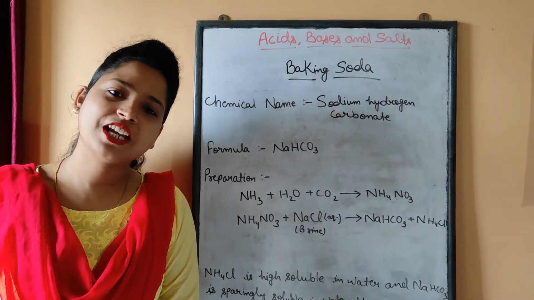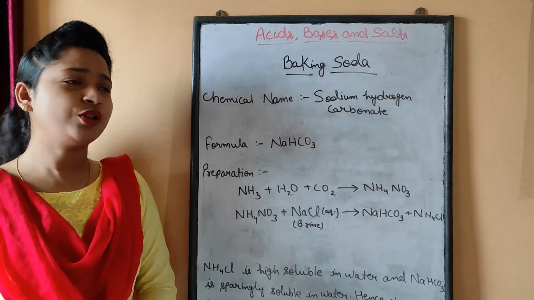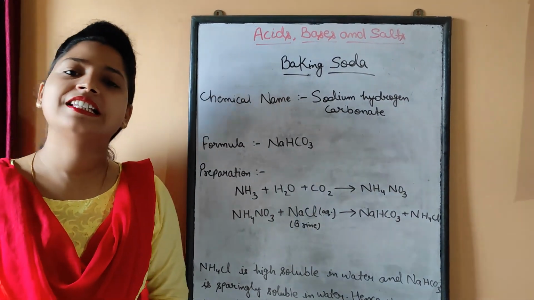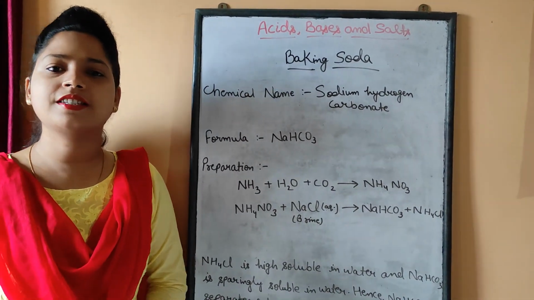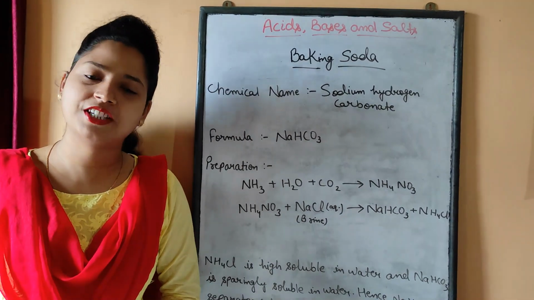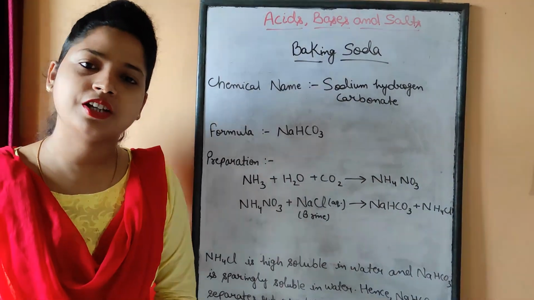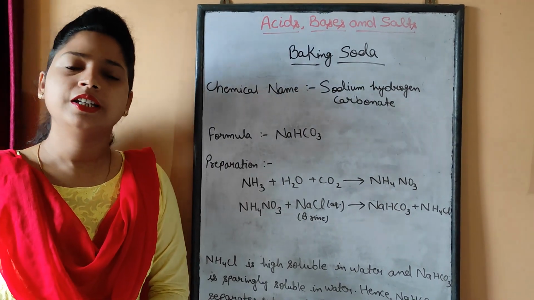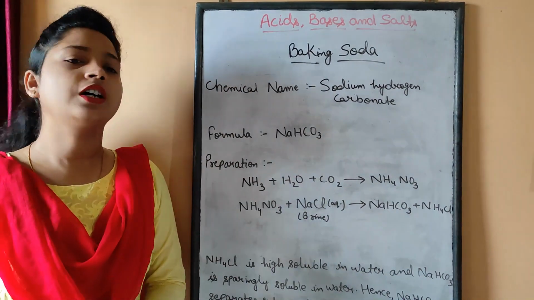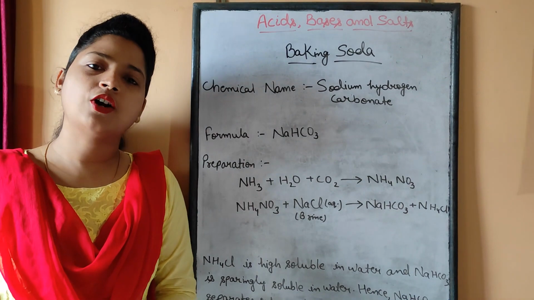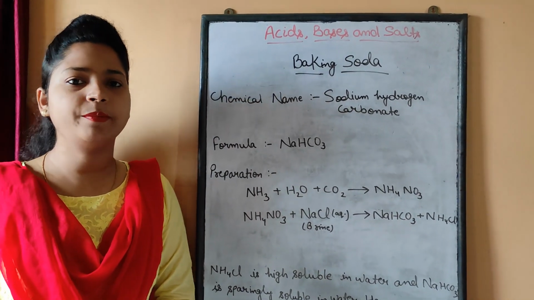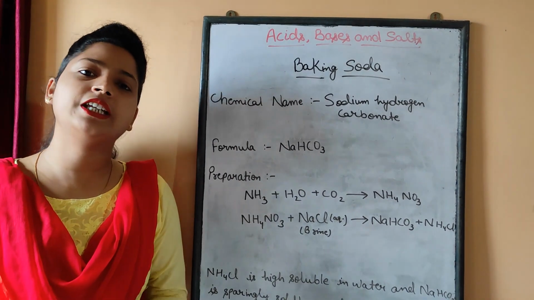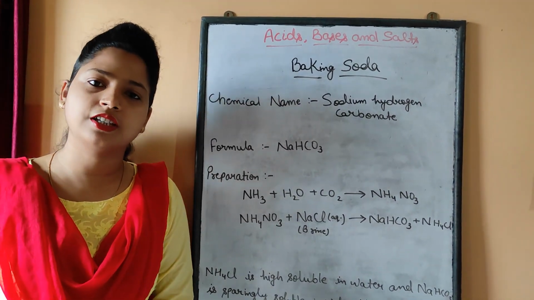Let's continue our chapter Acids, Bases and Salts with another compound, that is baking soda. Till the last lecture, we had discussed caustic soda and bleaching powder and their preparation from sodium chloride, that is common salt. Now, let's look at the third compound according to our syllabus, that is baking soda. Baking soda is a very common ingredient used in our kitchen.